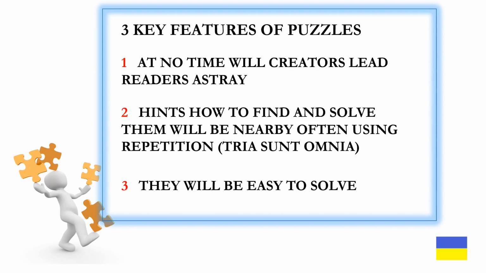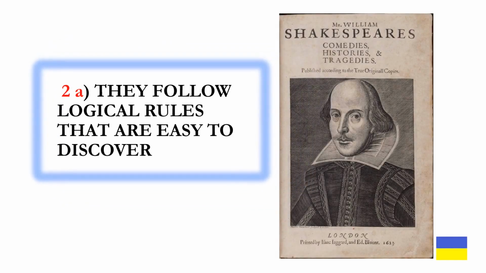Second feature is that hints how to find and solve them will be nearby, often using repetition. Once again, we invoke the trias insomnia principle. But we also have typesetting tricks and spelling errors again, notifying readers that something else is going on beneath the surface of the text. The third feature is that they will be easy to solve, which brings us to reason 2A. They follow logical rules that are easy to discover.